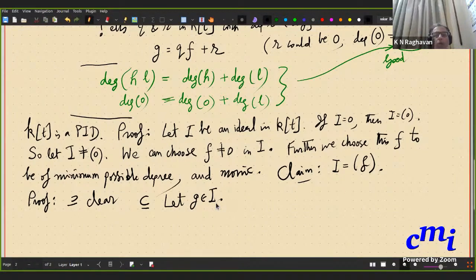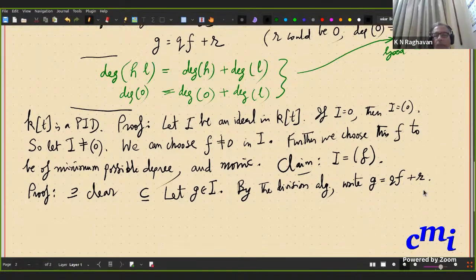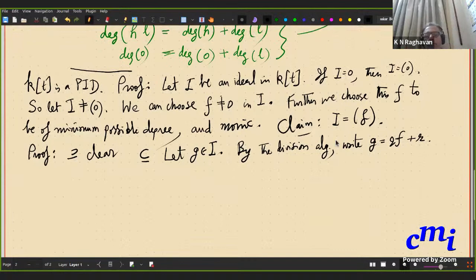Okay, now what do I do? And here is the thing. I apply this division algorithm. G could be 0, but F is non-zero because I've chosen F to be non-zero, right? So by division algorithm, it's indeed the division algorithm that drives everything. By the division algorithm, write G is equal to quotient times F plus remainder. When I divide G by F, I have a quotient and I have a remainder. Okay.